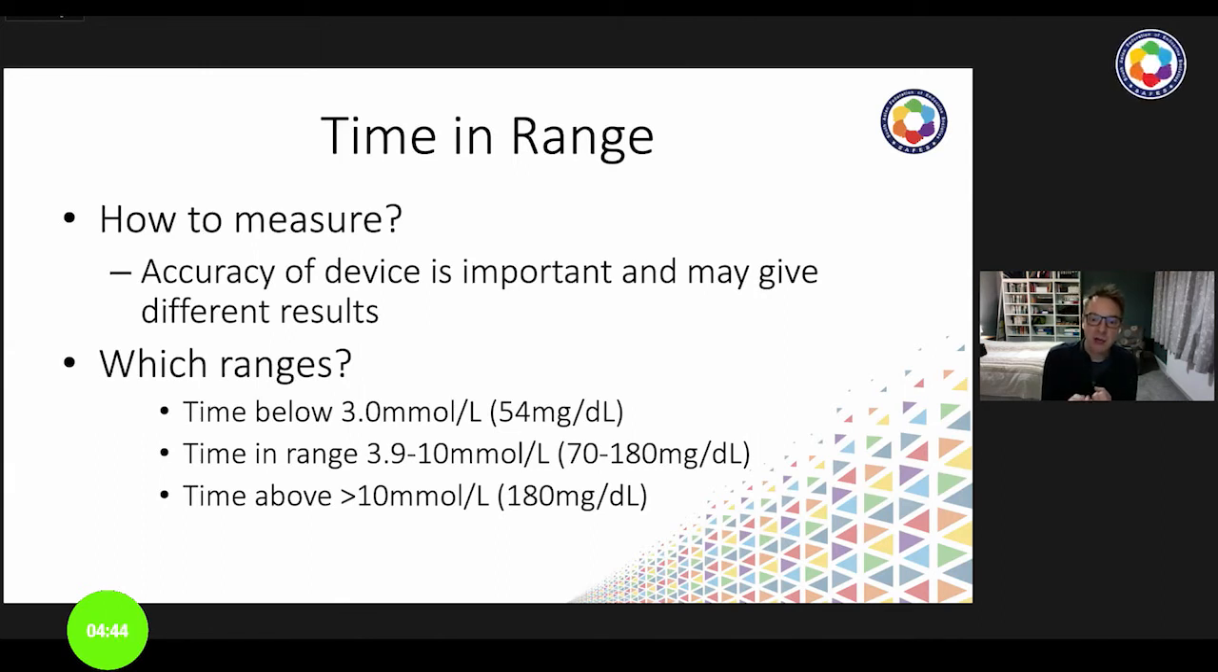For time in range, we should look at 3.9 to 10, or 70 to 180 milligrams per deciliter, and that's the best discriminator of overall glucose, is most tightly associated with HbA1c, and is the best marker for overall associations with complications. And for time above range, we should look at time above 10 millimoles per litre, and that is the best discriminator of exposure to high glucose. So those are the three that you should bear in mind: 3.0, 3.9 to 10, and 10.